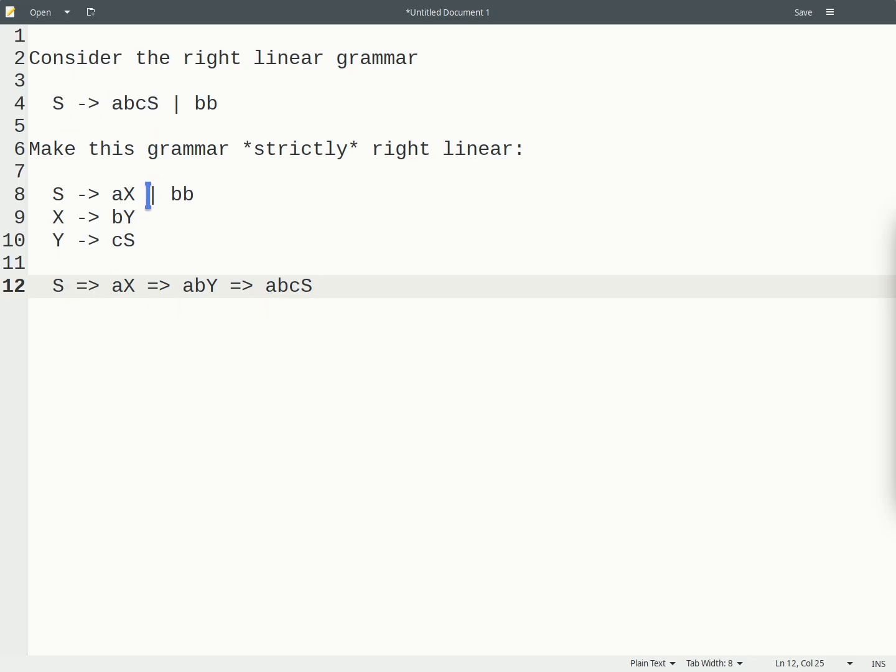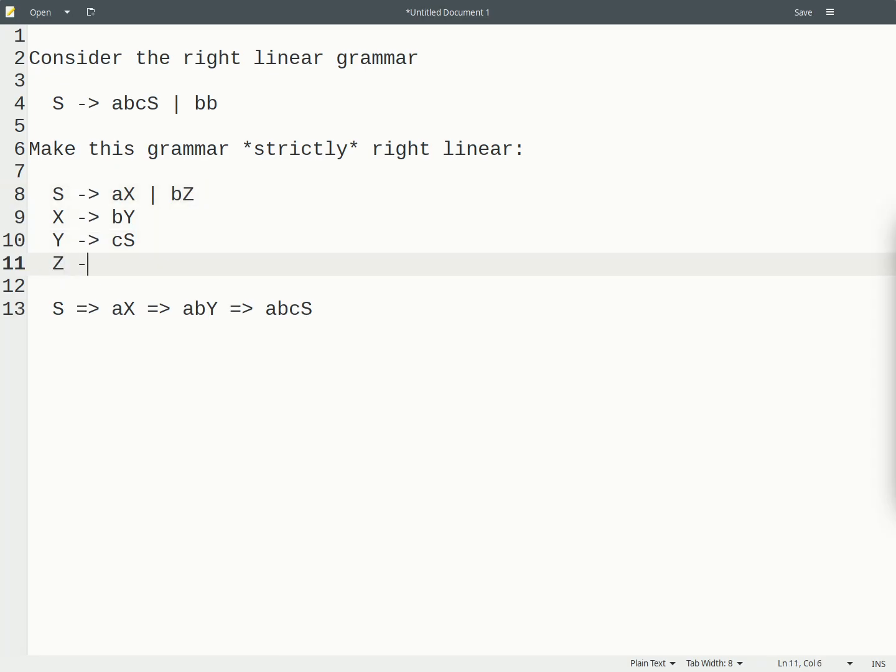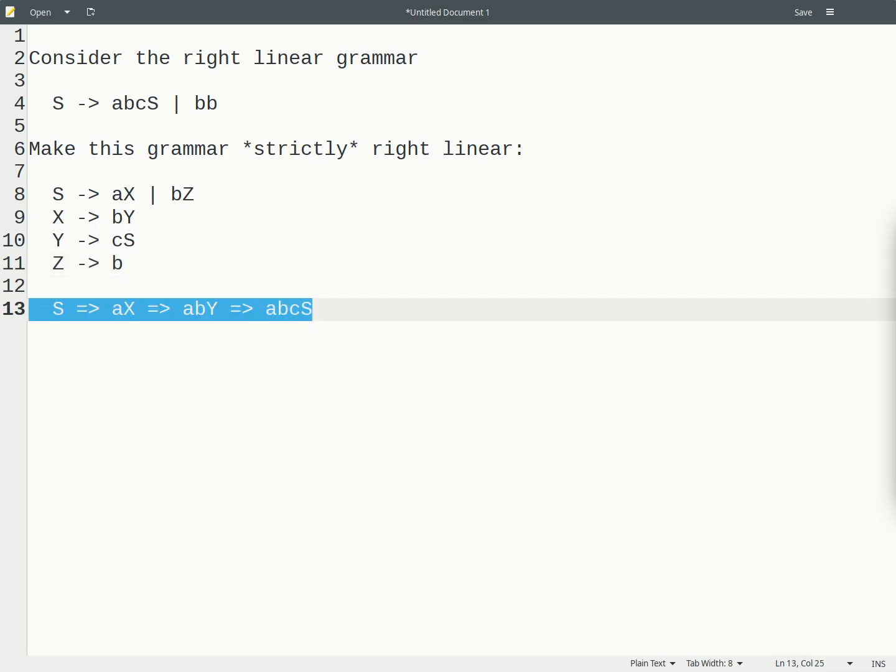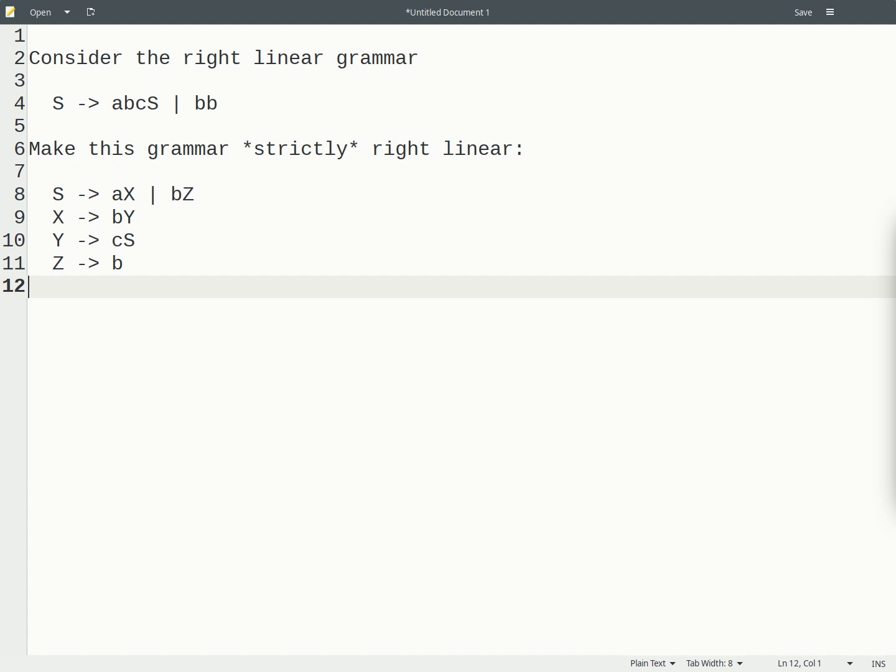Okay, we are almost done. This rule is still not strictly right linear, so we also need to split this. Let's introduce a fresh variable z, and we say z goes to b. Now all of our rules are strictly right linear, and the grammar generates the same language as the grammar that we have started from.